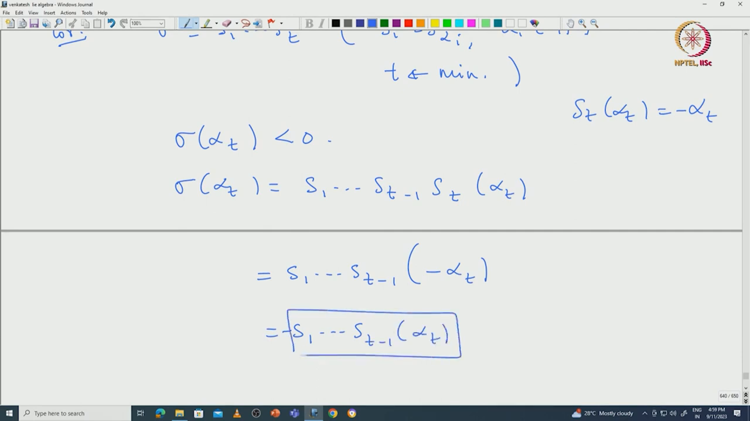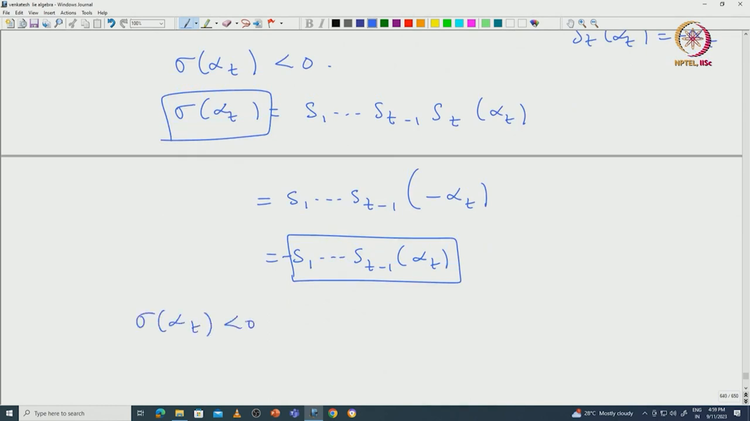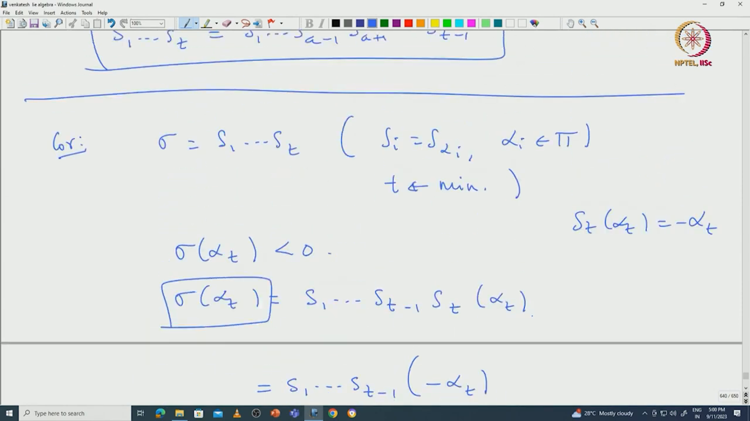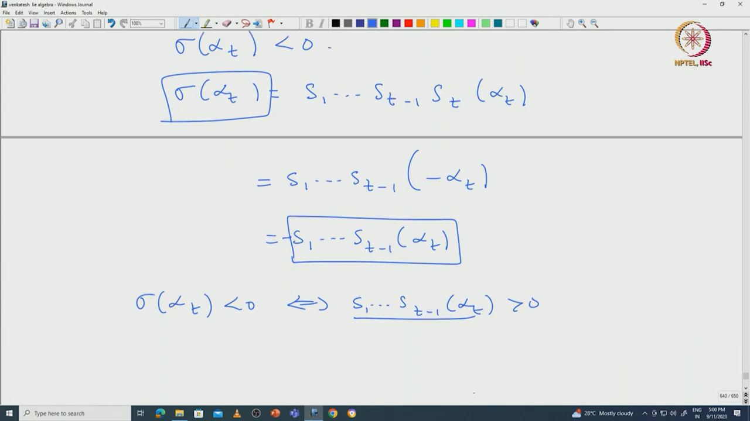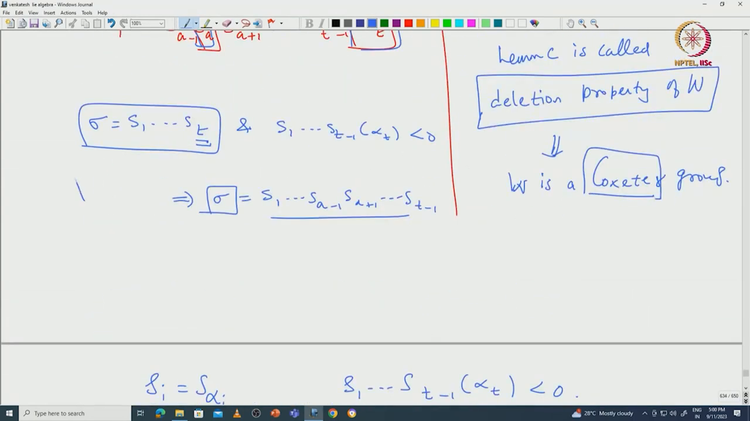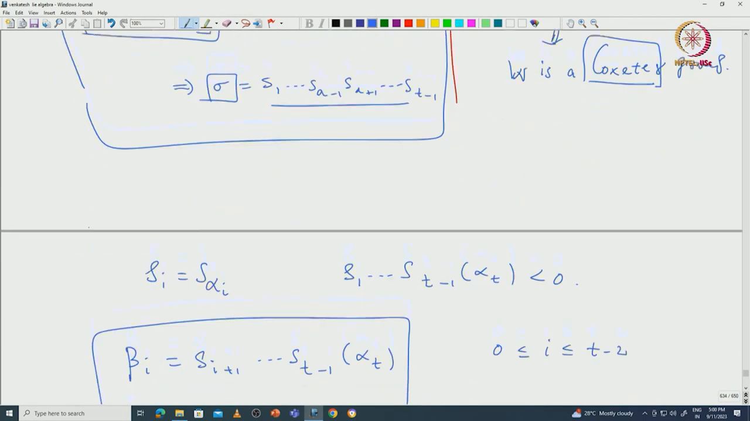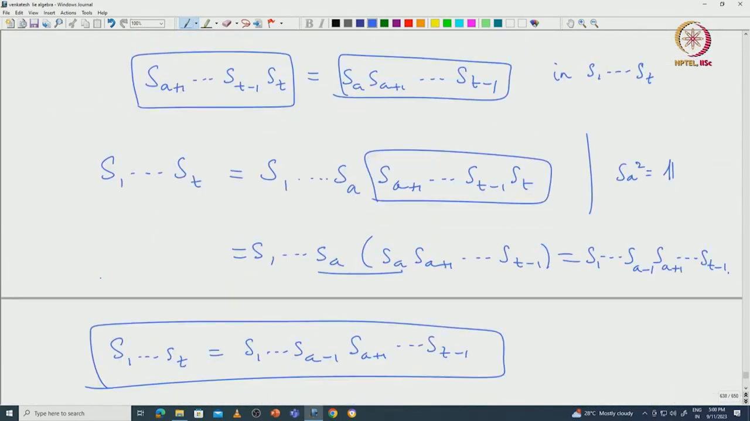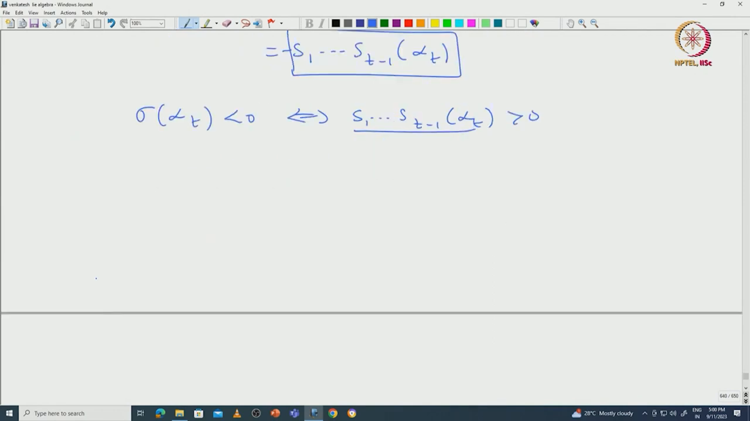Now, suppose this is negative, then that forces this sigma of alpha t to be positive. Okay. So, sigma of alpha t is negative if and only if S 1, etcetera S t minus 1 of alpha t is positive. But you can see that if S 1, etcetera S t minus 1 of alpha t is negative, then from the deletion property, we will be able to remove some index a. So, that is what this deletion property tells us. So, that means since t is as minimal as possible, we will not be able to remove any index S a from this product expression S 1, etcetera S t. So, that forces that this S 1, etcetera S t minus 1 of alpha t must be positive, and that forces that sigma of alpha t is negative. So, that proves what we actually promised to prove.